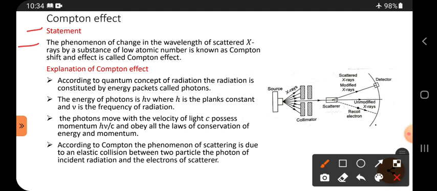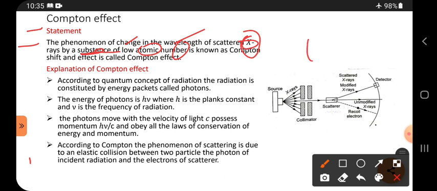The phenomenon of change in wavelength of scattered X-rays by a substance of low atomic number is known as Compton shift, and the effect is called Compton effect. See what is its meaning? The phenomenon of change in wavelength will occur when X-rays are scattered by a substance which has a low atomic number.